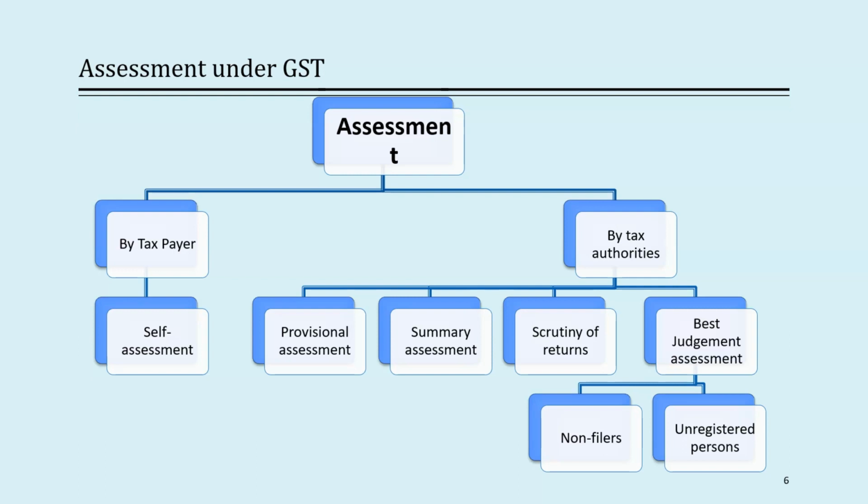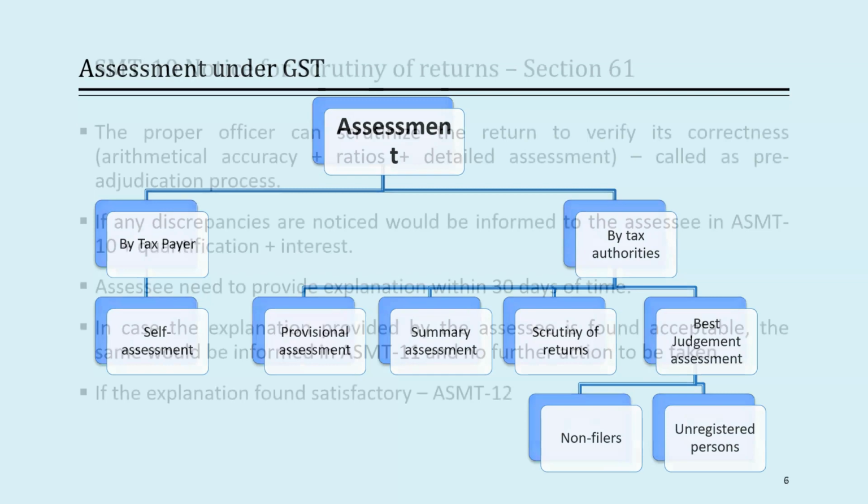Or in a case where I'm registered, but registration got cancelled for any of the reasons. So if registration is cancelled, that means I have become an unregistered person in that situation, or where I'm liable to register but I'm not registered at all. In these cases, best judgment assessment can be done by the officer.